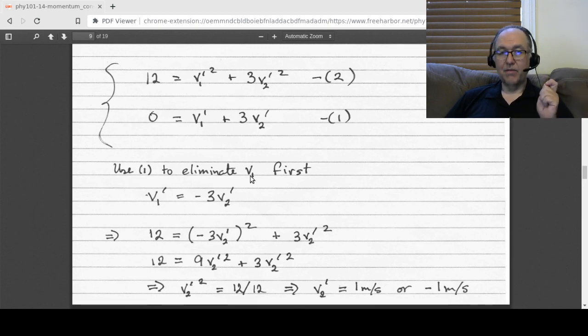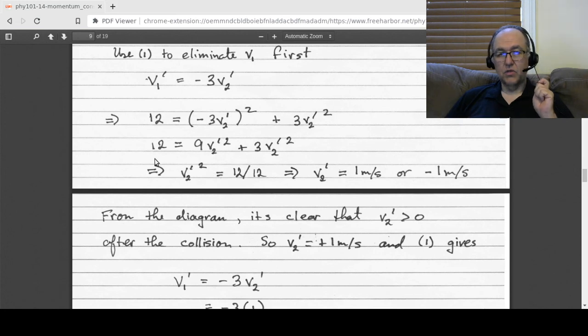Using equation 1, let's eliminate v1. And I should have put a prime there, v1 primed first. So we have v1 primed is equal to negative 3 v2 prime. That's just this equation bringing the 3 v2 prime to the other side. Okay. And now substitute for v1 primed into equation 2. So equation 2 says 12 equals, but for v1 primed, let's put in negative 3 v2 primed, squared, plus 3 v2 primed squared like that. And that just reduces to 12 is equal to 9 v2 prime squared plus 3 v2 prime squared like that.